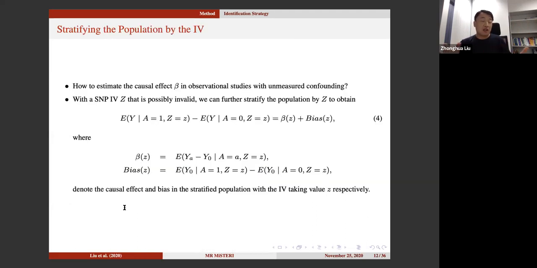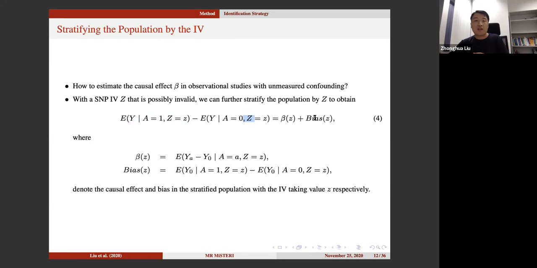What can we do? In epidemiology, we can do so-called stratification. We stratify the population by the IV. This IV could be invalid. So even if we have a SNP IV that is possibly invalid, we can stratify the whole population by the value of this SNP IV, Z. So we have this equation conditional on the Z value, and the difference on the left-hand side is equal to beta(Z) plus bias(Z). Suppose Z has 2 levels, so we have 2 strata.